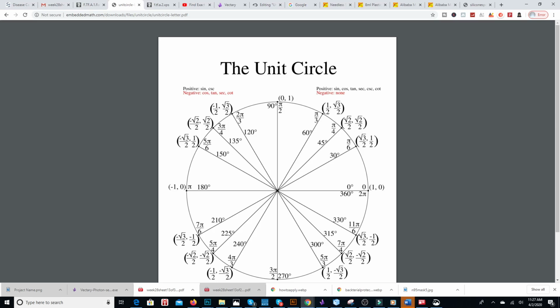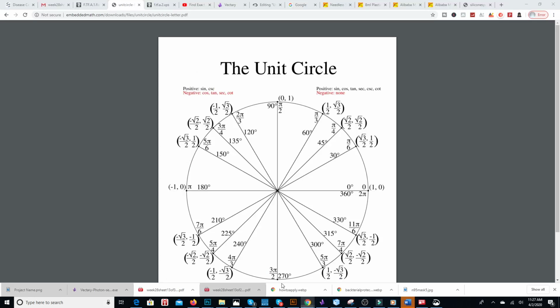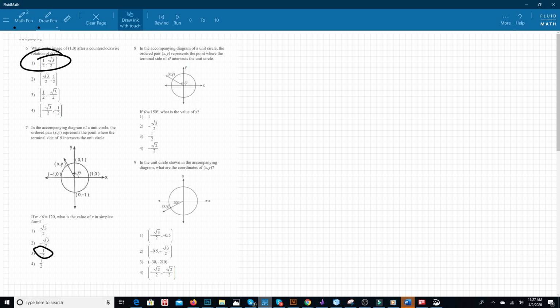So at 150 degrees, they want to know the value of x. The value of x at 150 degrees is going to be negative radical 3 over 2. So I go back over here, negative radical 3 over 2. So 2 is going to be my answer.